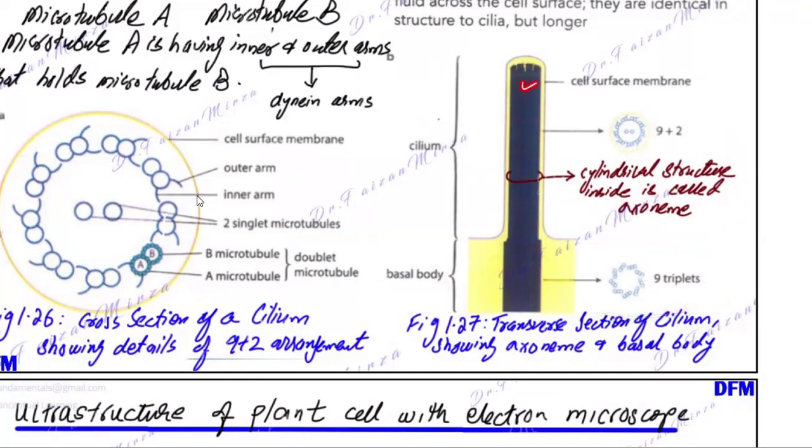Whereas inside the cilia and flagella, there is a 9 plus 2 arrangement of microtubules in which there are 9 doublets of microtubules, microtubule A and B, and there are two singlets of microtubules in the center.